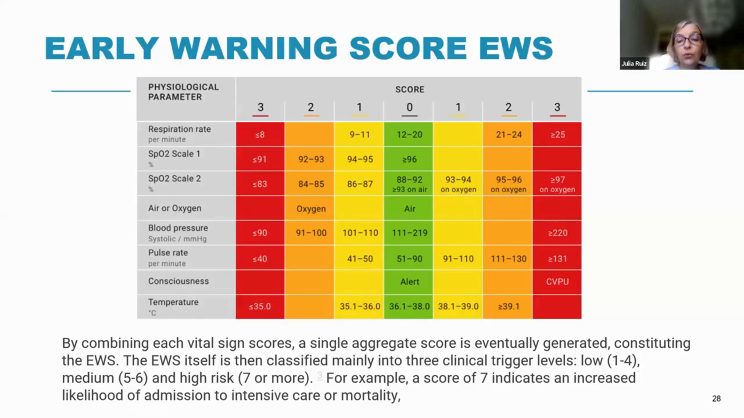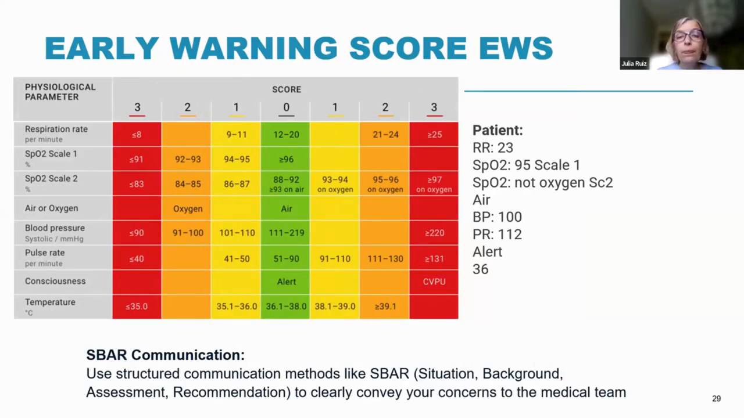It's classified in 3 clinical trigger levels. It's low risk if the score is from 1 to 4, medium if it's from 5 to 6, and high risk if it's 7 or more. If the score is 7 or more, then we are at very high risk, and we need intensive care, or the emergency department, or something more.